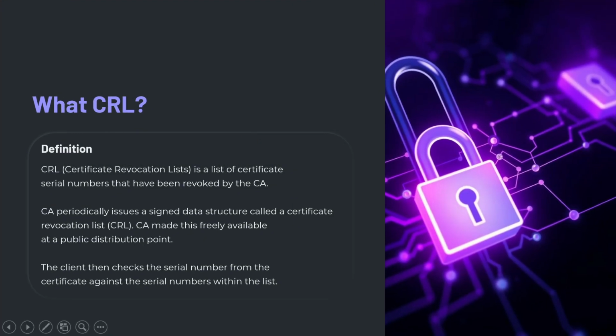So I'll just get a pointer. CRL, that is Certificate Revocation List, is a list of the certificate serial numbers that have been revoked by the CA. CA means Certificate Authority.